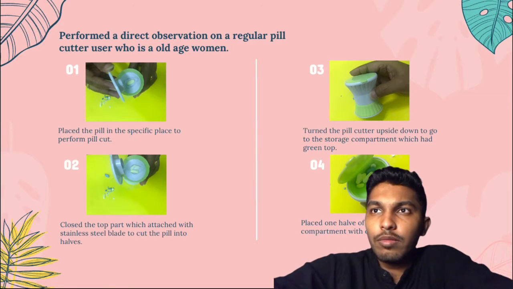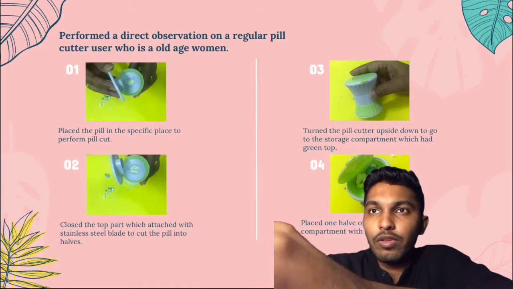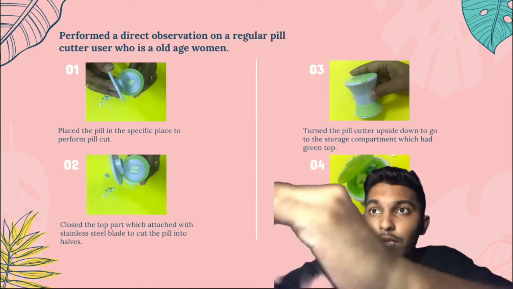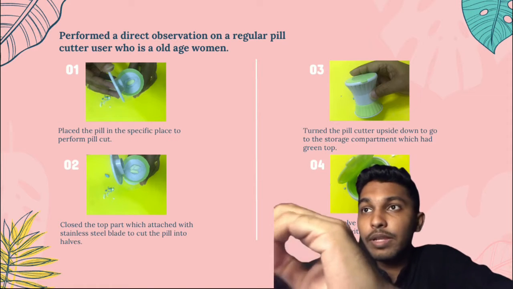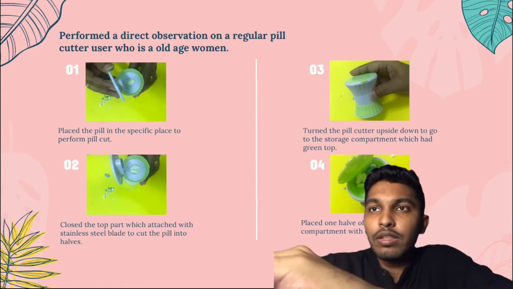Firstly, she cut the tablet through the pill cutter. She performed this task by placing the pill in the specific place and closing the top of the pill cutter, which has a stainless steel blade that cuts her pills into halves.